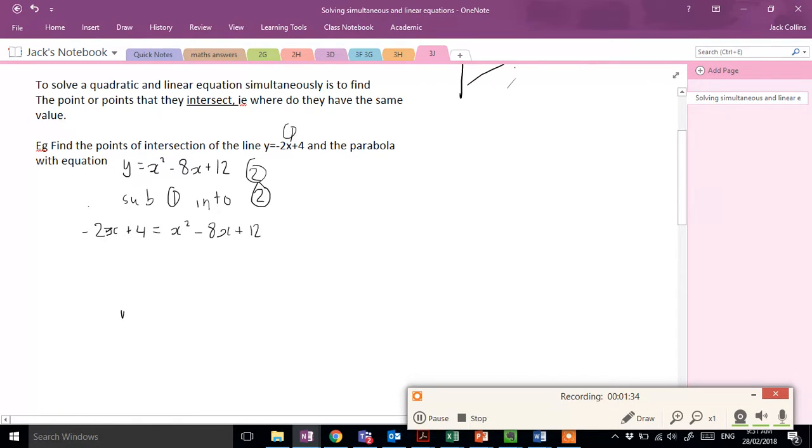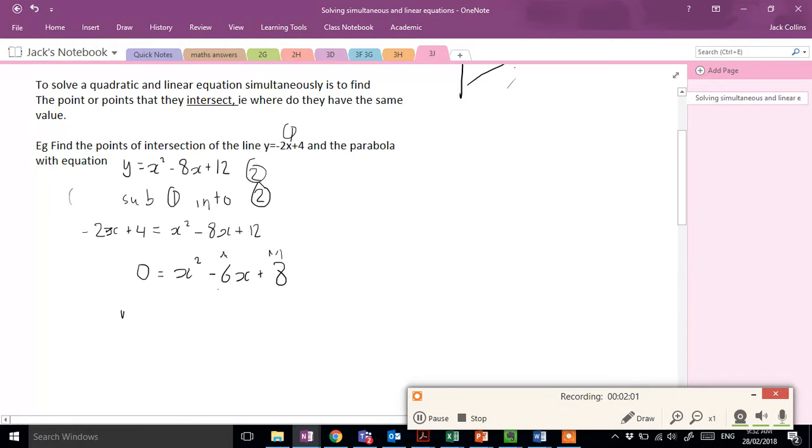So we need to get, just like normal, all x values over to one side. So we'd add on 2x and take away 4. So 0 is equal to x squared, negative 8x plus 2x is negative 6x, take away 4 from 12 is plus 8. Okay, then we just need to do the add and multiply.